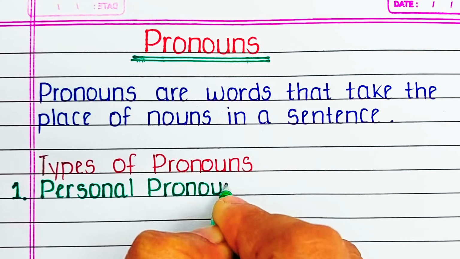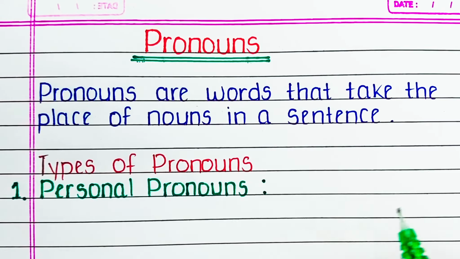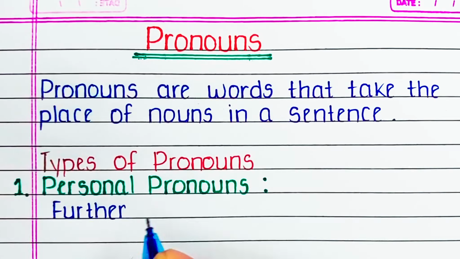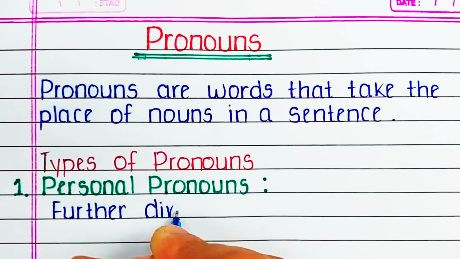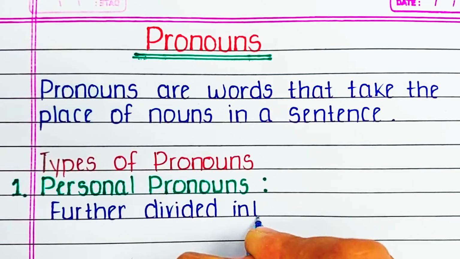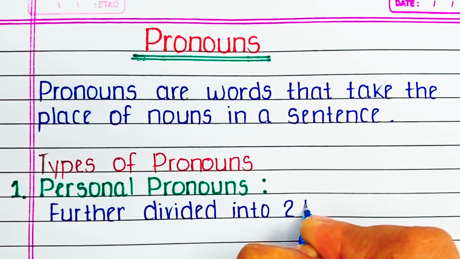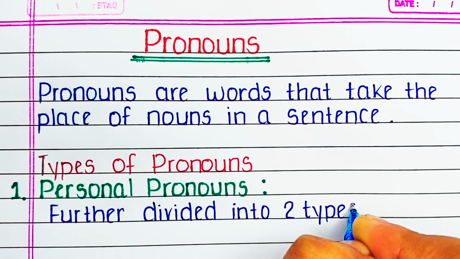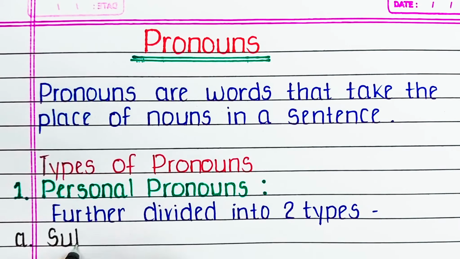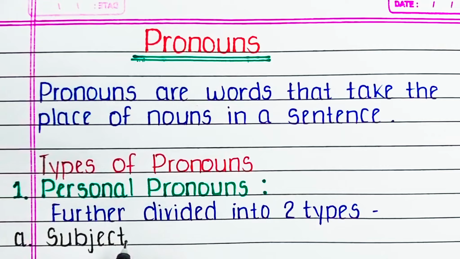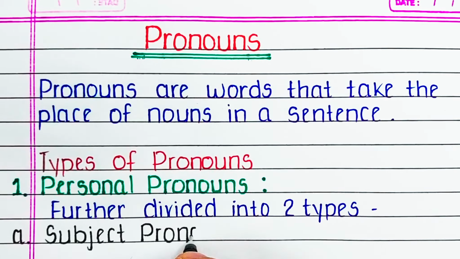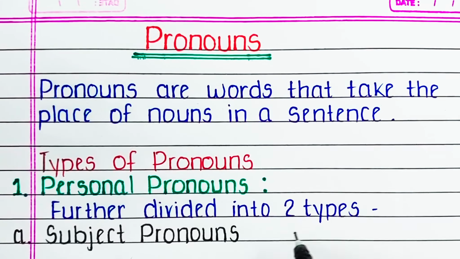The first type of pronoun is personal pronouns. It is further subdivided into 2 types. First is subject pronouns. Second one is object pronouns. First, let's learn about subject pronouns.